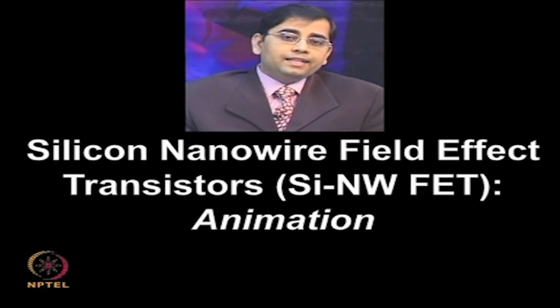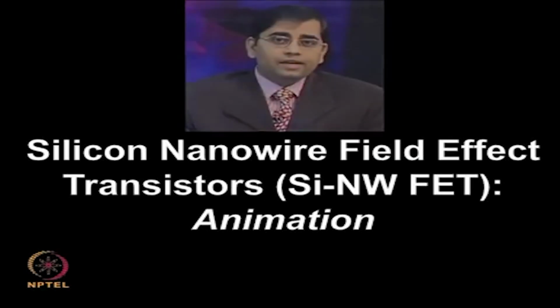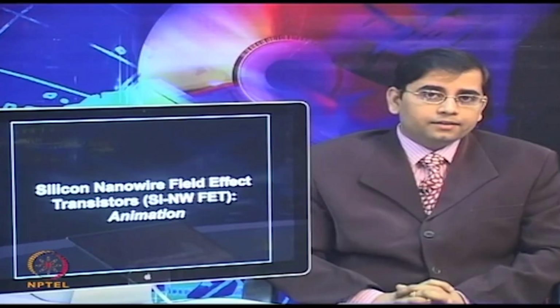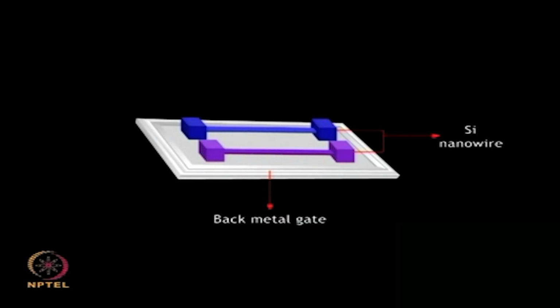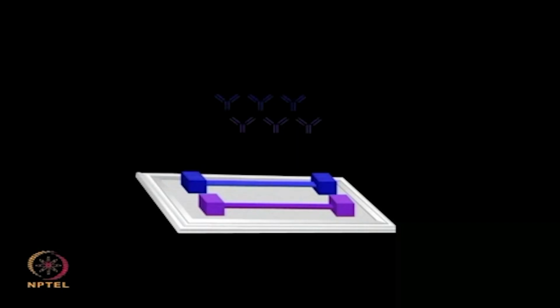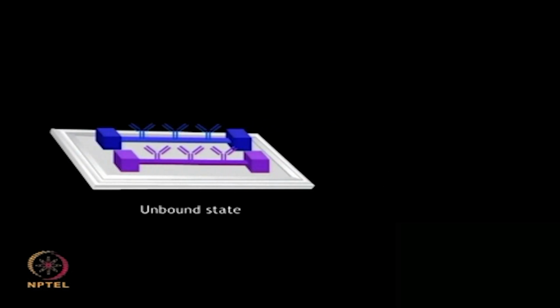So, let us now look at this animation for silicon nanowire field effect transistors, so that we can understand the principles more clearly. Silicon nanowire field effect transistors. Silicon nanowires can be functionalized with several chemical and biological species and used as sensitive detection devices. Antibodies are commonly immobilized on silicon nanowires for detection of protein antigens. No change in the conductance of the nanowire is observed in the unbound state, as you can see on the right hand panel in the graph, which is plotted with time and conductance.